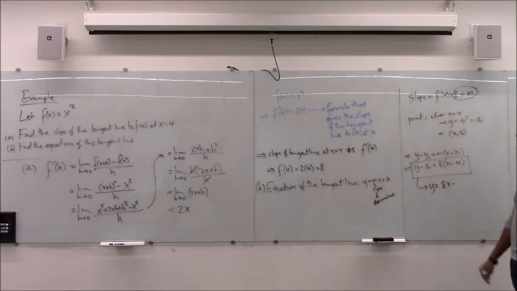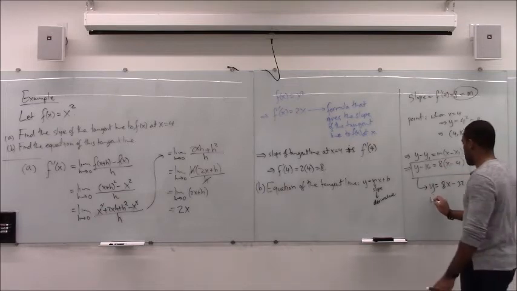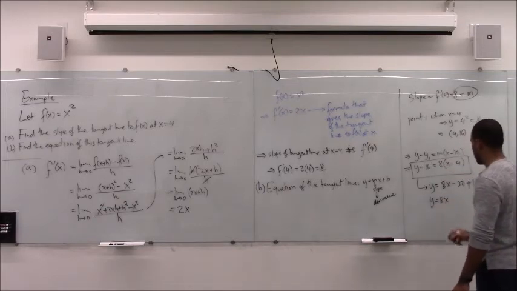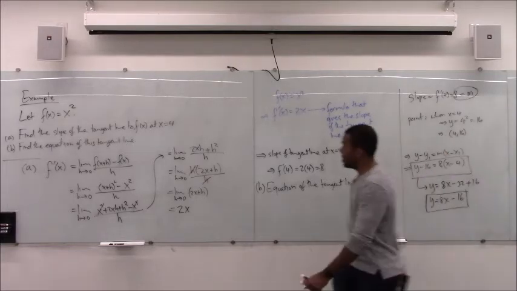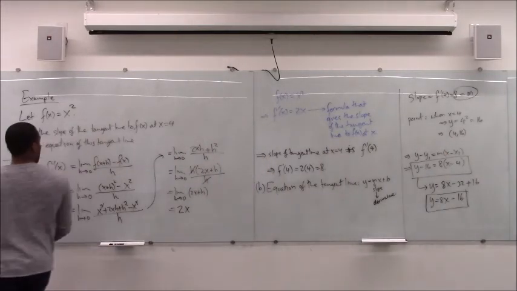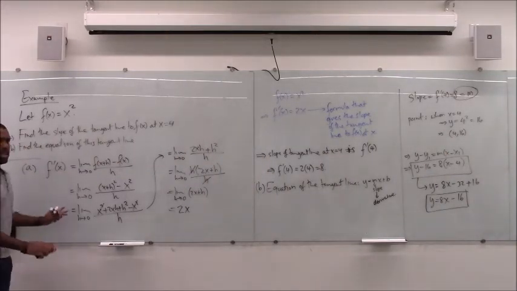It's 4 times 8. 32 plus the 16. So this becomes y equals 8x minus 32 plus 16. Minus 16. That's our tangent. Now, what does that mean? So, first of all, any questions so far?